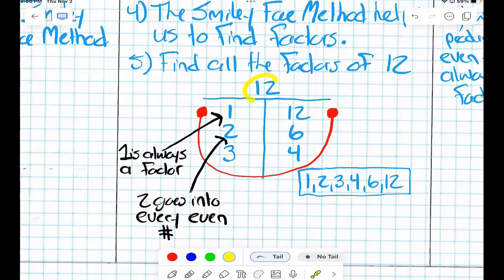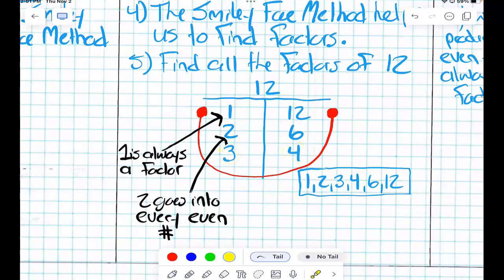And then we know 12 is an even number. So if it's an even number, what number for sure is going to work? 2. 2 goes into every single even number. So what's 2's buddy that helps us get to 12? 6. And so after I check 1 and I check 2, what's the next number I should check? 3. And does 3 work? Yes. 3 and what number? 4. And so I've checked 3 now. What's the next number I check?